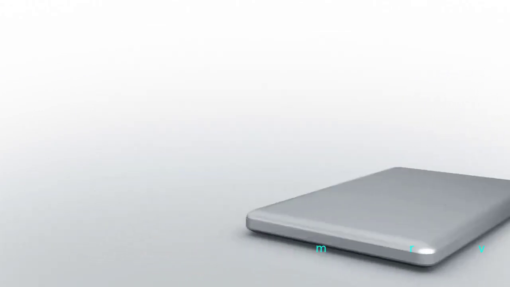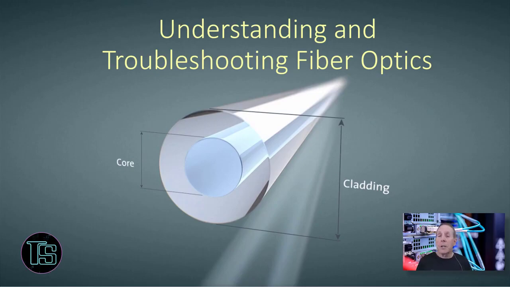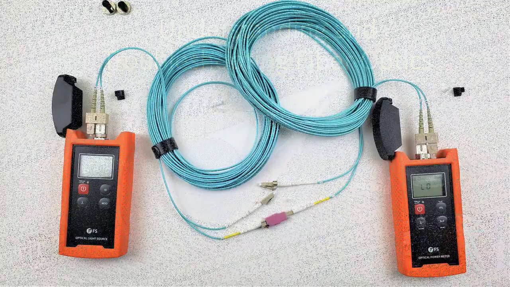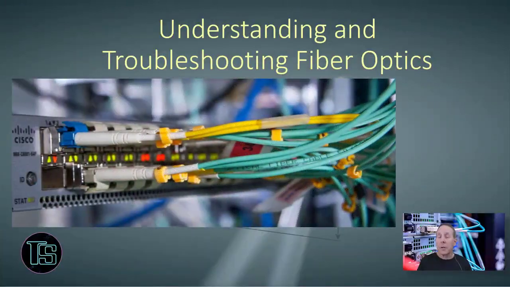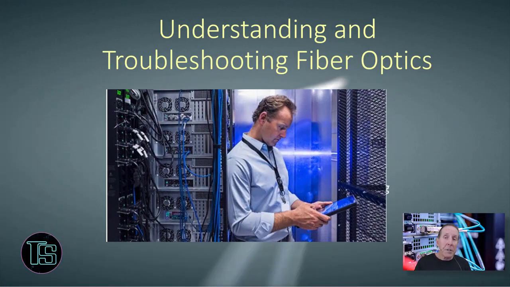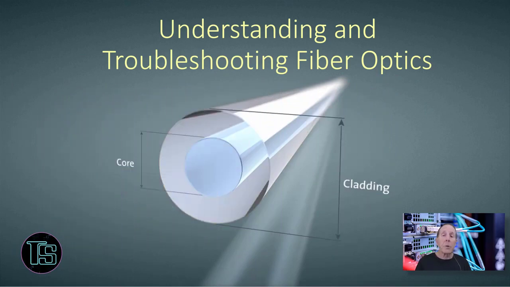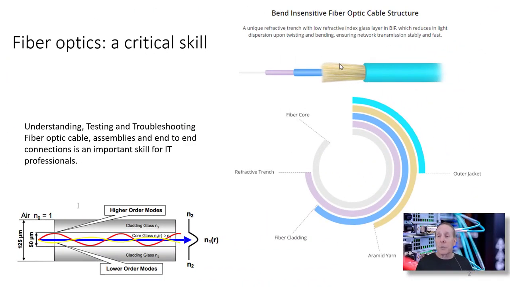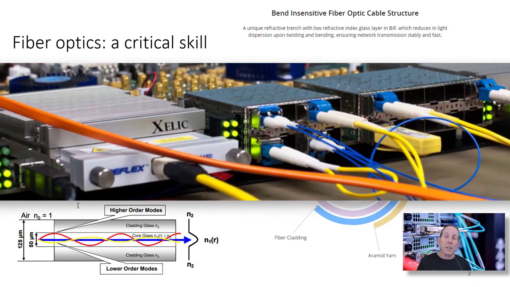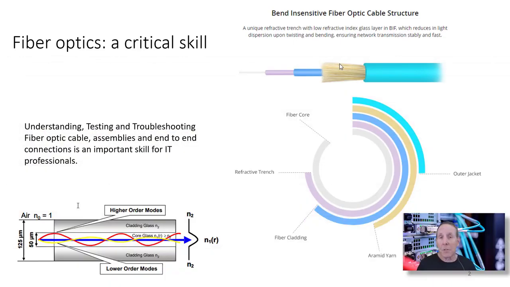learning technical subjects. This series is going to be covering understanding and troubleshooting fiber optics. We're going to be focusing primarily on the local area network, the server room, the data center, and primarily anywhere the IT pro is responsible for fiber optics. Fiber optics is a critical skill today. Understanding and testing and troubleshooting fiber optic cables, assemblies, end-to-end connections is an important skill for the IT pro.